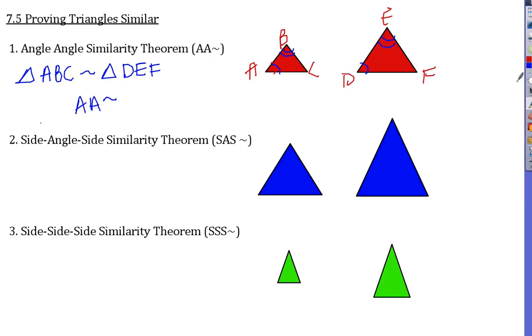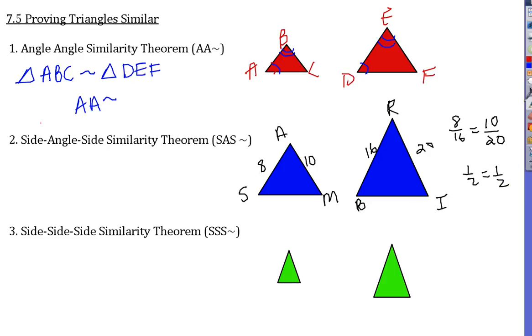The new theorem we're going to learn is side angle side. It's very similar to the congruence postulate. For side angle side similarity, you need to show that you have two pairs of proportional sides. So let's say this was 8 to 16 and this was 10 to 20. Well, you notice that both pairs of sides reduce to a 1 to 2 ratio. That's also the scale factor.